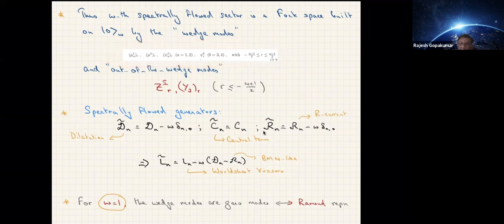Because in some sense you can think of a wedge in this range. As you increase W, it's growing. So if I plot R versus W, with R on one axis and W on the other, this is the wedge region. That's why these are sometimes called the wedge modes, and these are called out of the wedge modes.